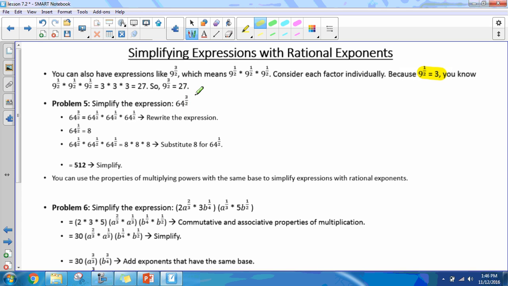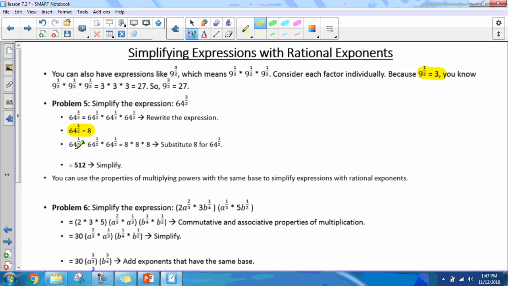Let's try 64 to the 3 over 2 power. Again, 3 over 2, I can get that by adding 1/2, 1/2, and 1/2. So I can rewrite the expression as 64 to the 1/2 power times 64 to the 1/2 power times 64 to the 1/2 power. Each of these factors I know is equal to 8, because 8 times 8 will give me 64.